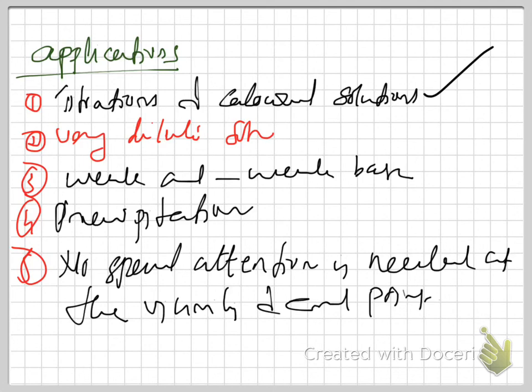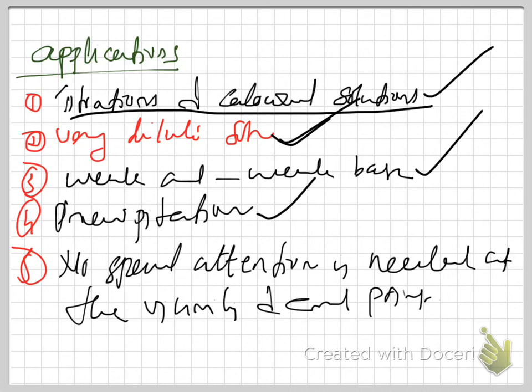Second, they can be used in very dilute solutions. First, in the case of titration of colored solution, it is better to employ conductance measurement instead of normal indicators. Very dilute solutions can also be verified in this method. And third, no proper indicator is available for weak acid weak base titration. That reaction is also possible here. Precipitation reactions cannot be conducted using indicators. That is also possible using conductance measurement.